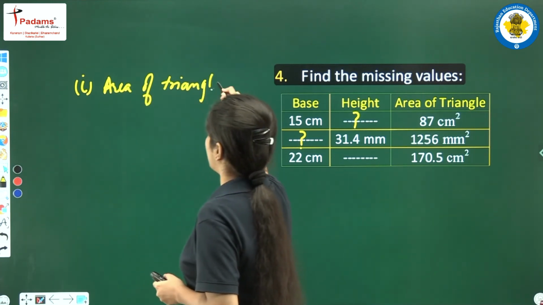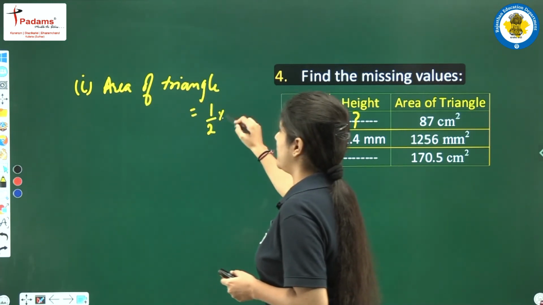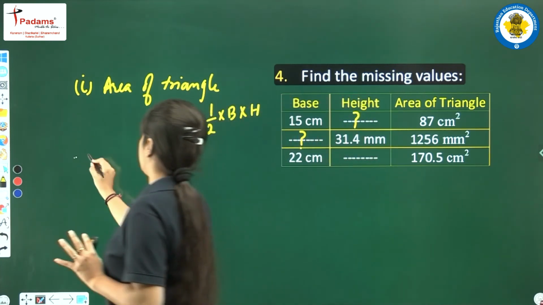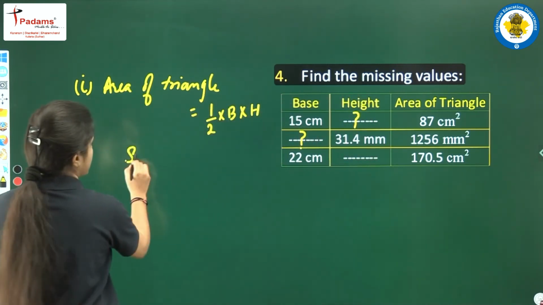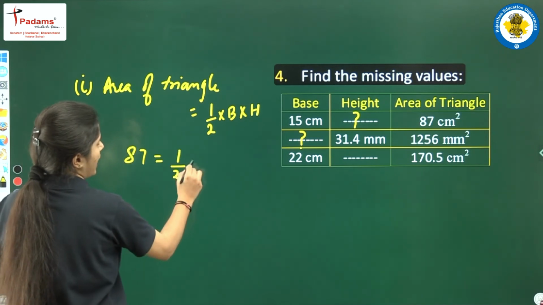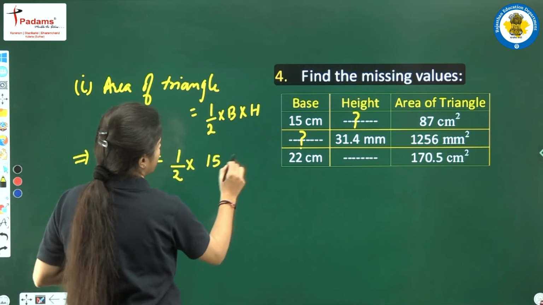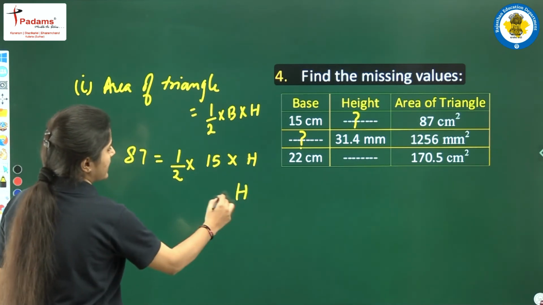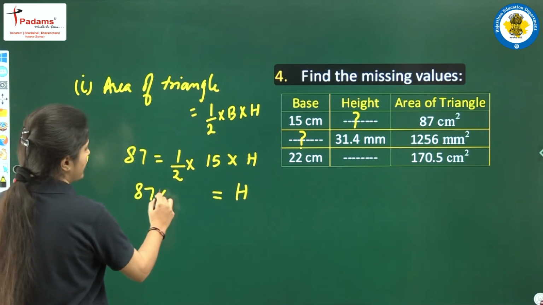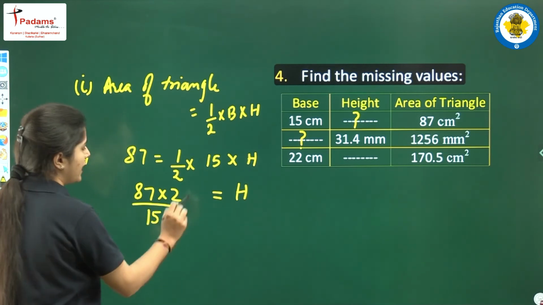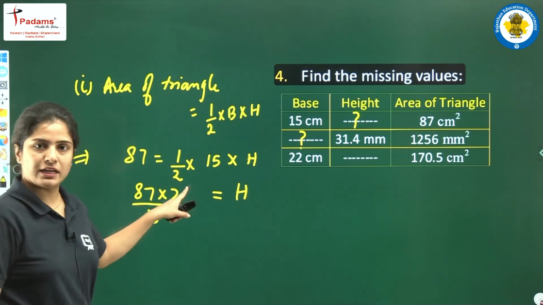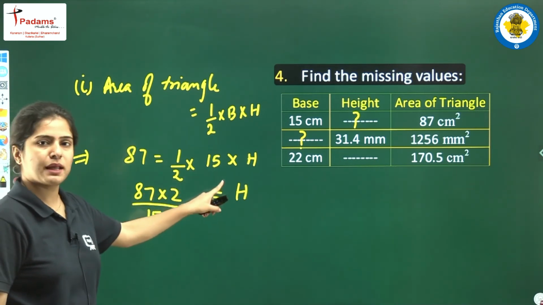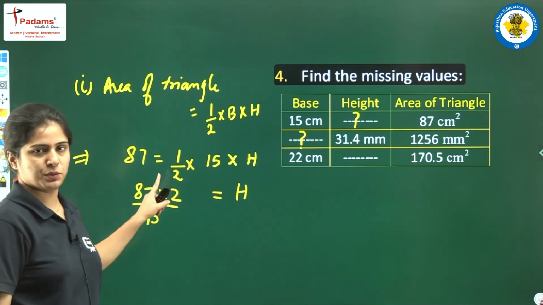क्या होता है स्टूडेंट्स, एरिया ऑफ ट्राइंगल हाफ इंटू बेस इंटू हाइट, राइट. हाफ इंटू बेस इंटू हाइट होता है. एरिया क्या गिवन है फर्स्ट केस में, 87. 87 इज इक्वल्स टू हाफ इंटू बेस कितना है 15. हाइट हमें नहीं पता, हाइट ही निकालना है. तो हाइट निकालने के लिए क्या करेंगे स्टूडेंट्स, 87 इंटू 2 अपॉन 15. क्यों किया हमने ये यहाँ पे डिवाइड में था तो राइट हैंड लेफ्ट हैंड साइड में जाके ये मल्टीप्लाई में हो गया, और यहाँ ये मल्टीप्लाई में है तो ये लेफ्ट हैंड साइड जाके डिवाइड में हो गया.